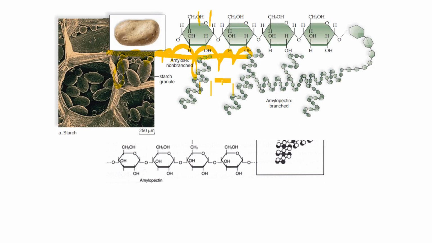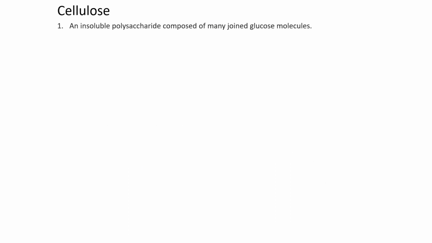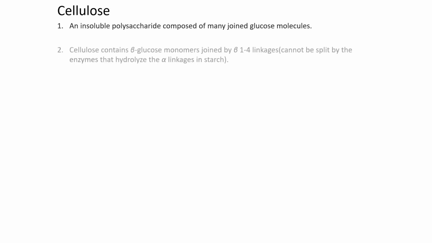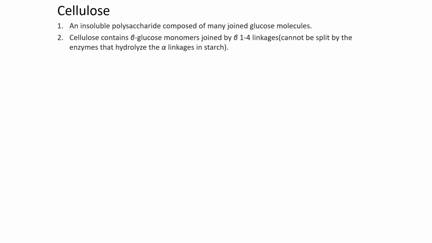Apparently this is a starch granule that can be found inside a potato. So physically this is how they appear, and in terms of molecular level, this is how they are. Now cellulose. Remember earlier I said homopolysaccharides. Examples are starch, cellulose, and glycogen. So we are going through these three. Cellulose is an insoluble polysaccharide composed of many joined glucose molecules. Cellulose contains beta glucose monomers joined by beta 1,4 linkages.